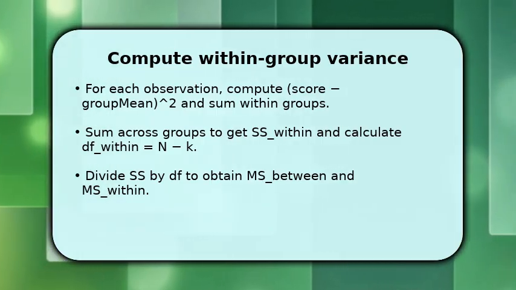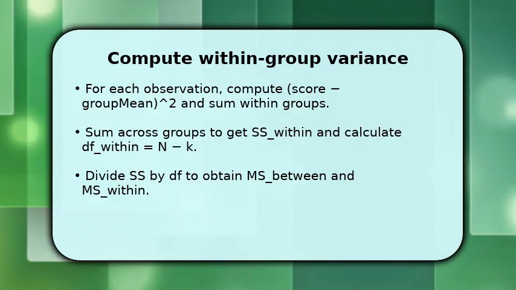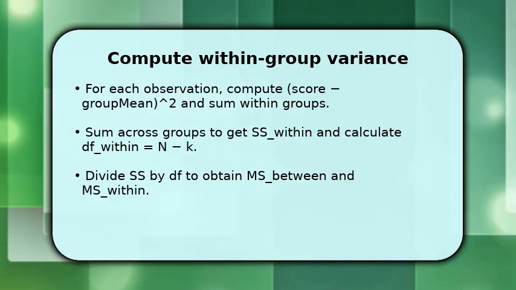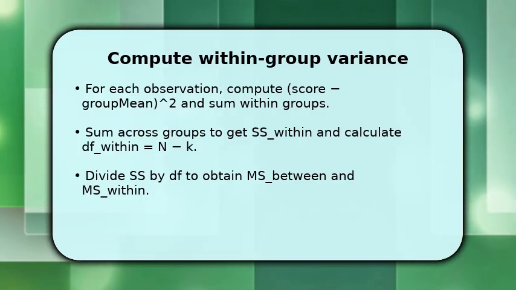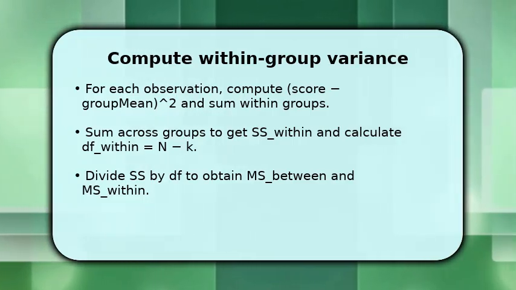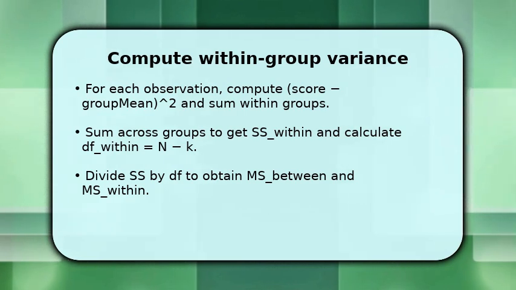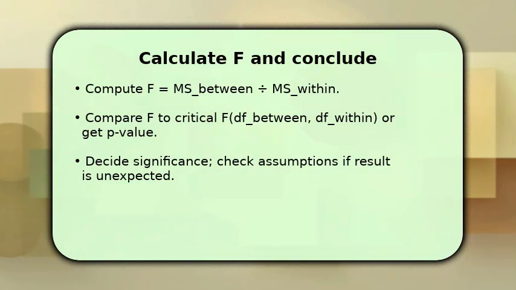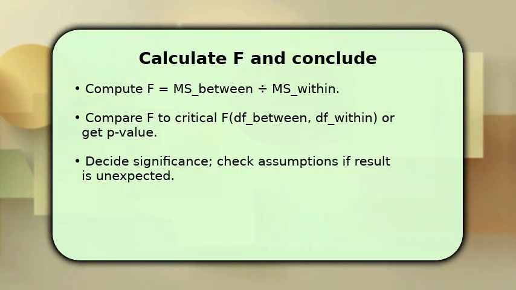Then compute degrees of freedom for the denominator as total n minus number of groups, and divide each sum of squares by its df to produce MS between and MS within. These mean squares are ready for the final ratio. You compute the F ratio by dividing MS between by MS within. This tells you how much group-to-group variance exceeds within-group noise.